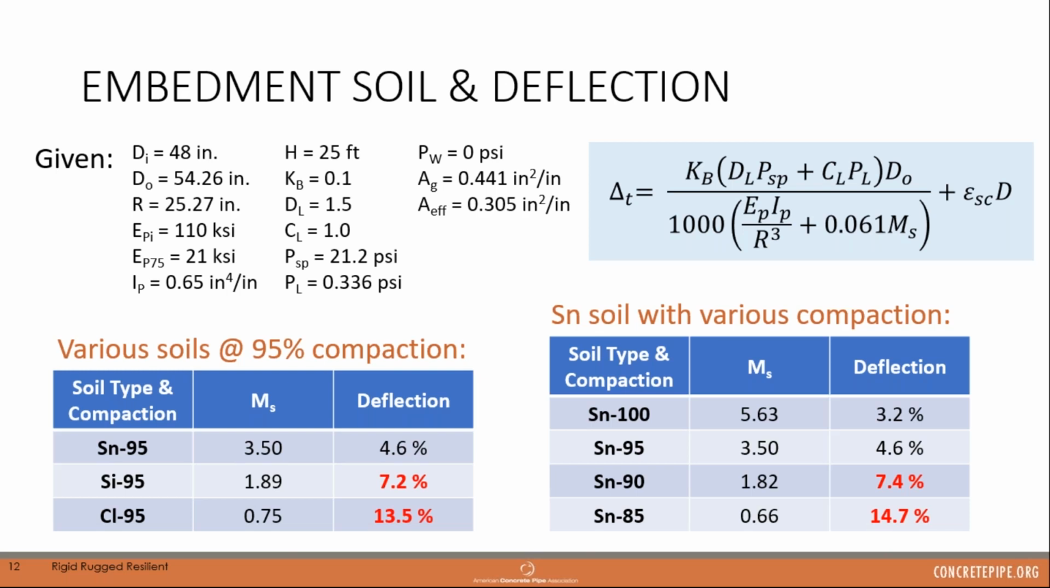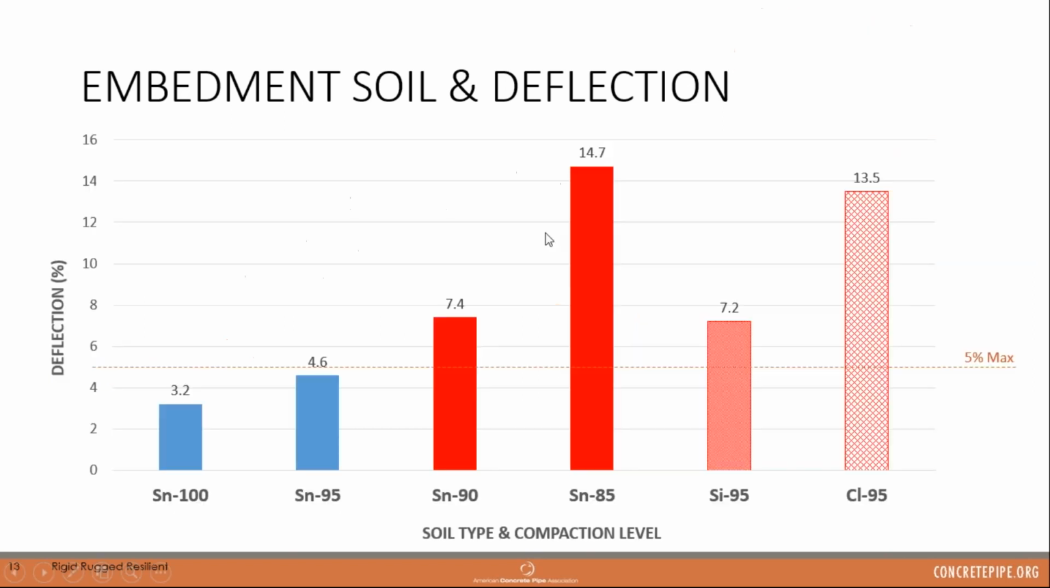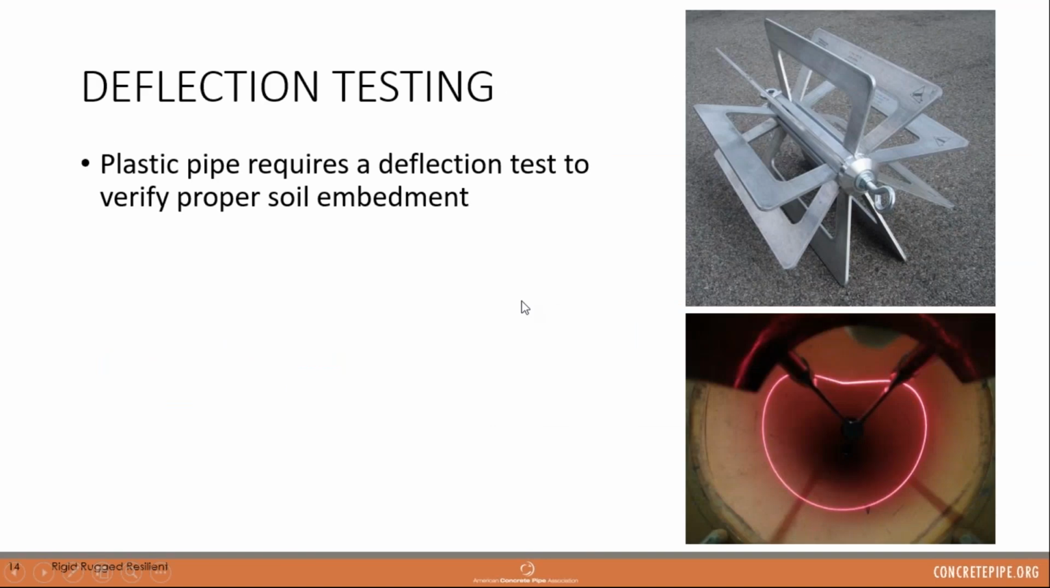So this isn't meant to knock on plastic pipe, but just to simply illustrate how critical the soil structure is for plastic pipe design. So not only the selection of proper assumptions is important, but also the verification of those assumptions in the field. So here's just a graphical example of that. Just for the sake of time, I'm just going to skip through that.